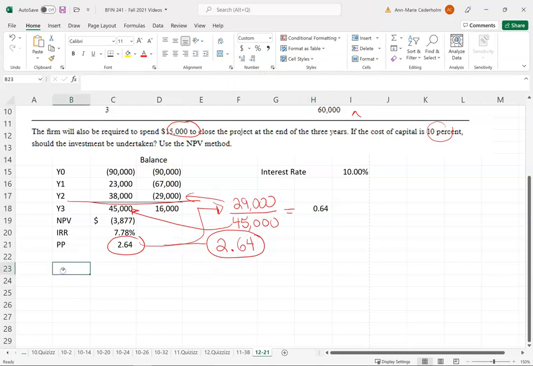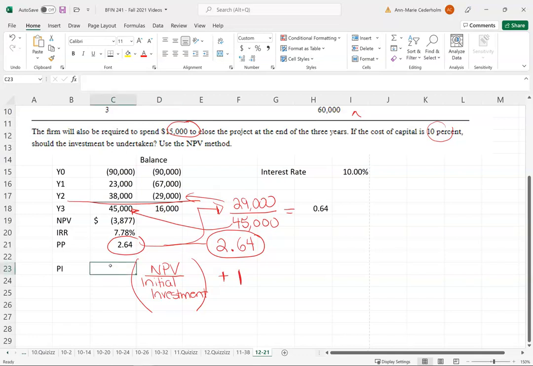Now, the last one is the Profitability Index. So I'll just say PI. And what I would do here, probably the easiest way to do the calculation, is I'll give you a formula. You take your net present value and then divide that by the initial investment. And then get that answer and add 1 to it.